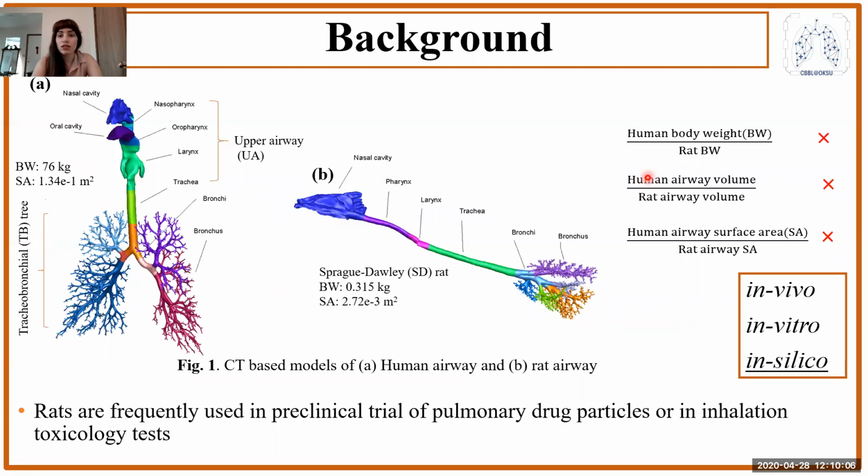But going through the literature, we realized that projection of rat study data into human study data based on the ratio of their body weight or the volume of their airway or the surface area of their airway will not give us an accurate extrapolation. And we also realized that in vivo and in vitro studies have some limitations. So we did in silico studies.